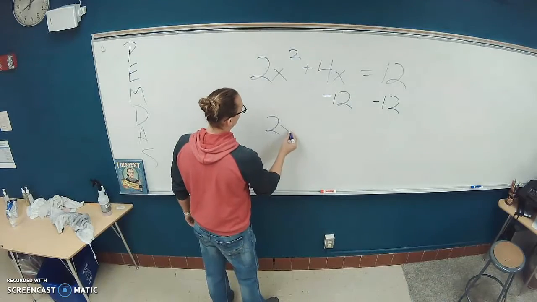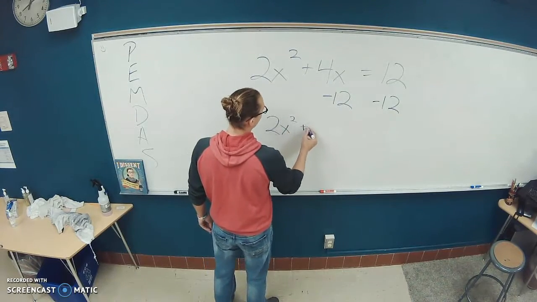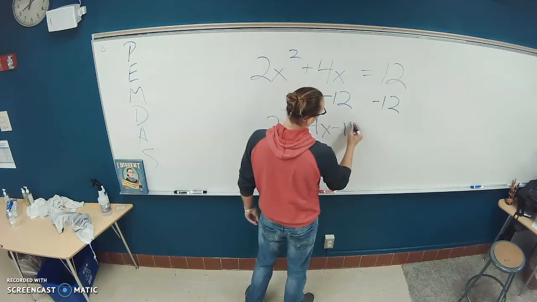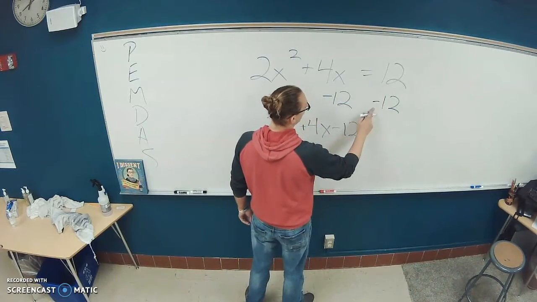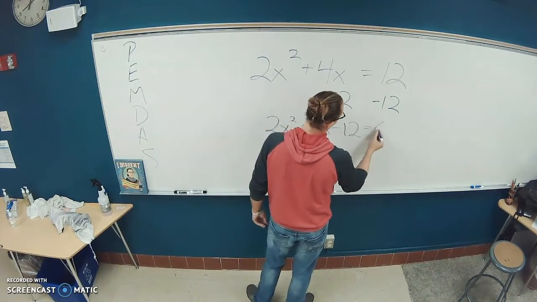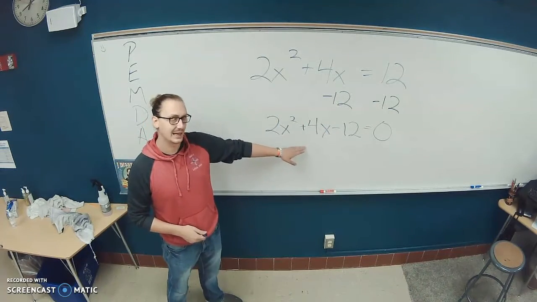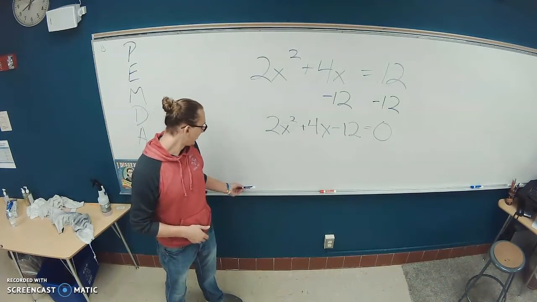That will leave me with 2x squared plus 4x. Remember to keep everything separated. You can only combine your like terms. Minus 12, and then there's nothing left over here. 12 minus 12 is 0. Okay, so that's kind of getting set up for tomorrow's step.